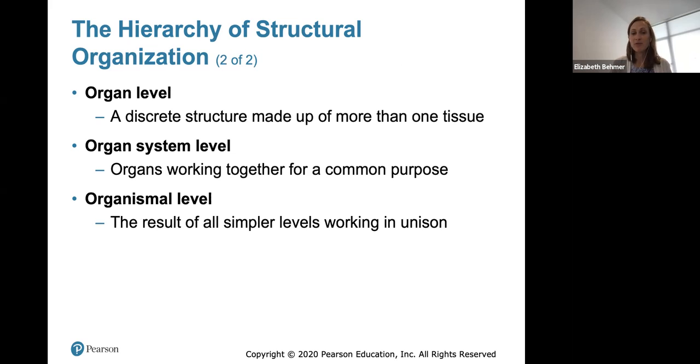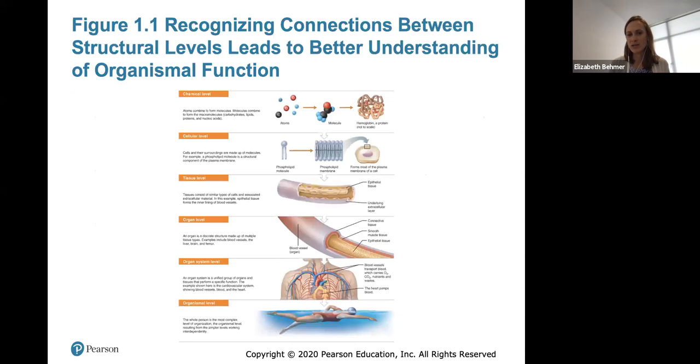The organ level is the discrete structure made up of more than one tissue. The organ system level will be all the organs working together for a common purpose, like your circulatory system or your respiratory system. And then the organismal level is the result of all the simpler levels working together in unison. We are organisms. Your pet dog is an organism. We'll be focusing on humans in this class, but the organism level is taking all 11 body systems and how they work together. This is a great slide to pause the recording at and read through to see pictures and descriptions of each one of these organizational levels.